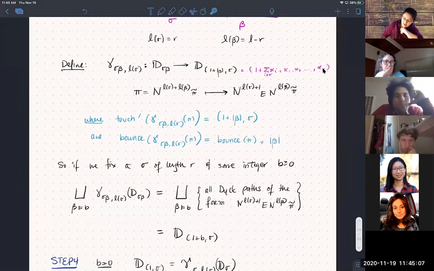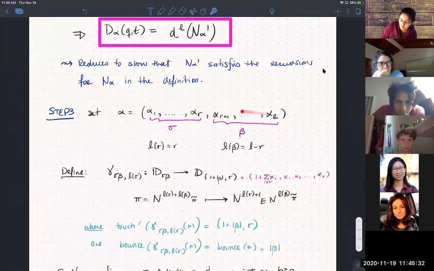Because what that means is that if you fix a sigma, so if you give me a fixed sigma for the first R letters, of length R, and you give me any integer b, and then basically you're allowing yourself to vary beta, you take the union over all possible compositions beta of length b. So here b, I'm just saying let b be L minus R, be whatever you want it to be.